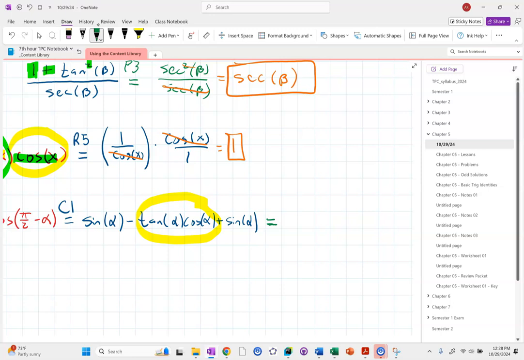So I'd be looking for a way to turn a tangent into something with a cosine in it, or a way to turn the cosine into something with a tangent in it. Q1. Yeah, Q1 is what we'd want to use. So tangent is sine over cosine.